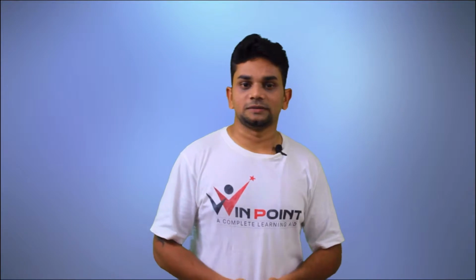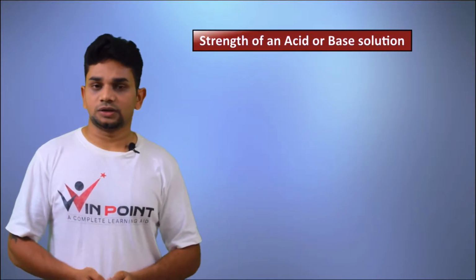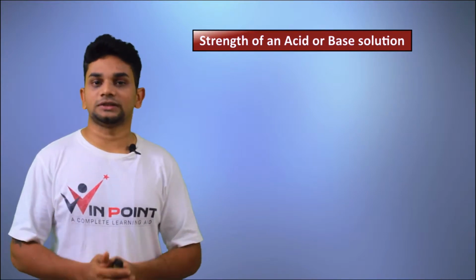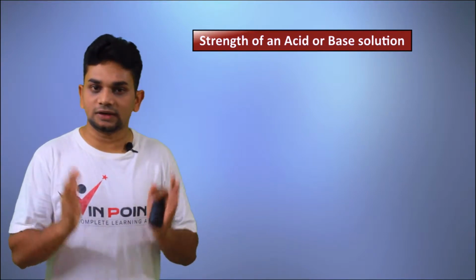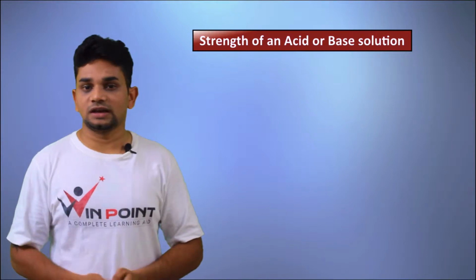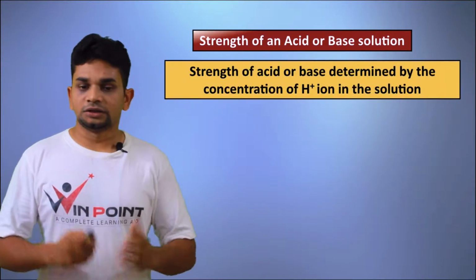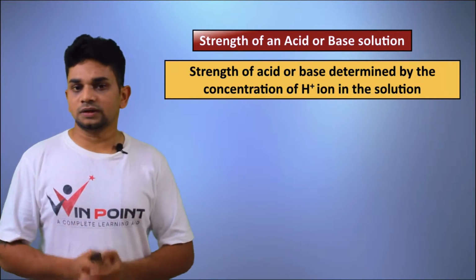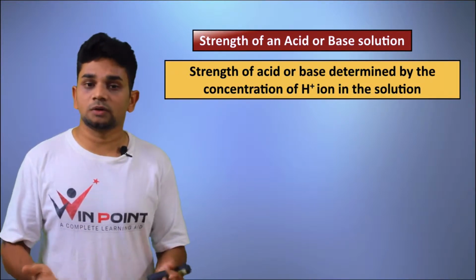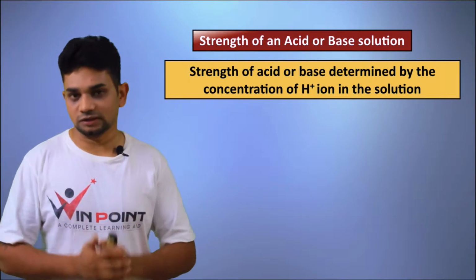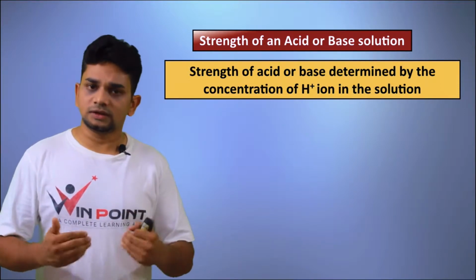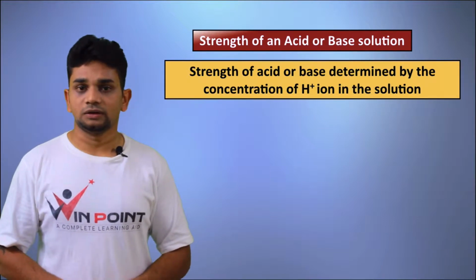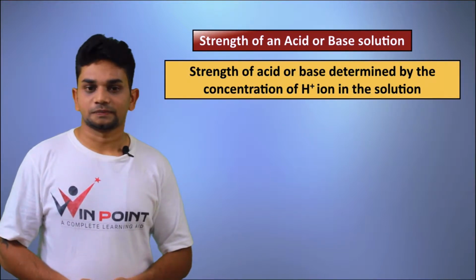Let's start the discussion. Strength of an acid or base solution. Can we measure the strength of an acid and base? Yes, we can measure the strength. For that, there is a specially made scale, known as the pH scale. The strength of an acid or base is determined by the concentration of H plus ions in the solution. If a solution contains more H plus ions, it is a strong acid. If a solution contains fewer H plus ions, it will be less acidic, maybe a basic solution. We are going to discuss that now.